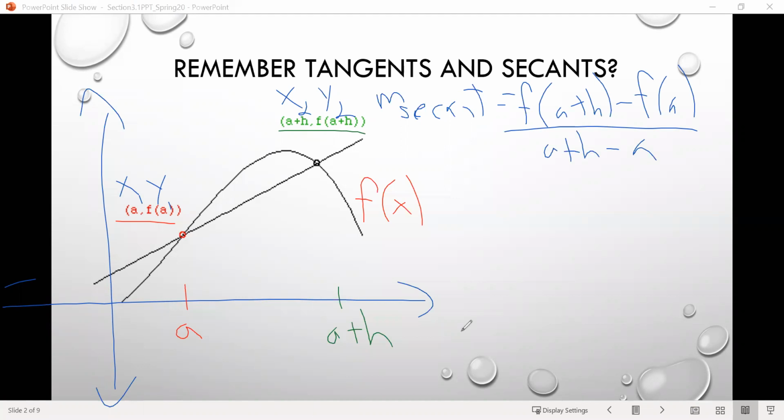And then notice we can simplify this a little bit because we have a plus h and a minus a in the denominator. Those will cancel. So we end up with f of a plus h minus f of a all over h as the slope of our tangent line, or our secant line, excuse me.